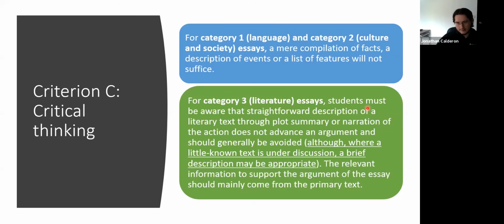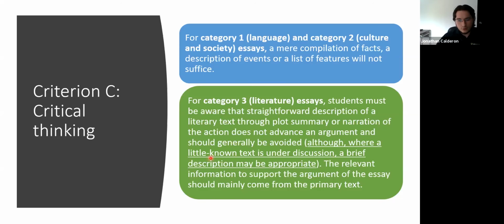And for category 3 essays, students must be aware that straightforward description of a literary text for plot summary or narration of the action does not advance an argument and should generally be avoided. Again, guys, it is okay to mention probably in the introduction what the general story is about, okay? But you're not going to waste 1,000 words summarizing the story, okay? Just mention the author, when it was written, and in a couple of lines what the story is about, and leave it there, okay? Because you're not going to give a summary of the story. You're trying to prove a point, okay?